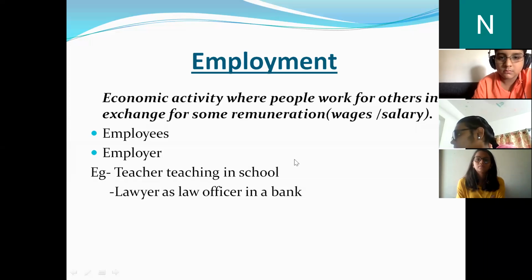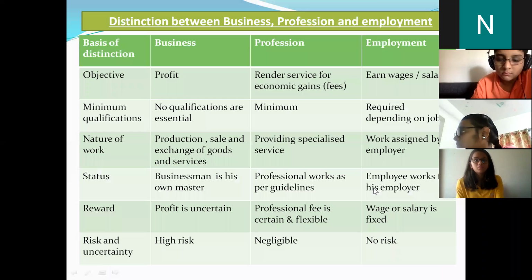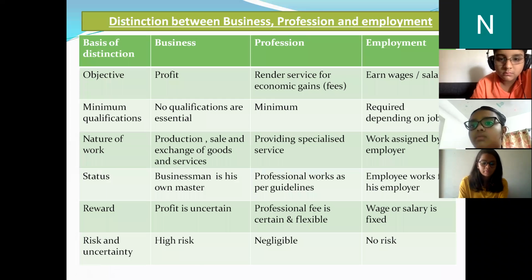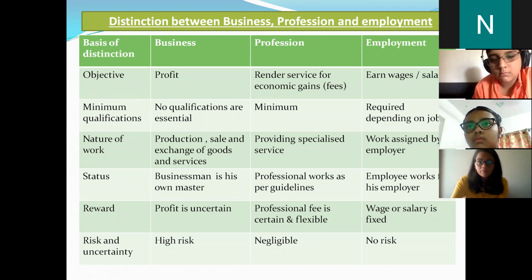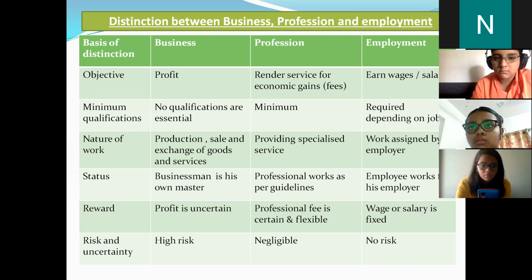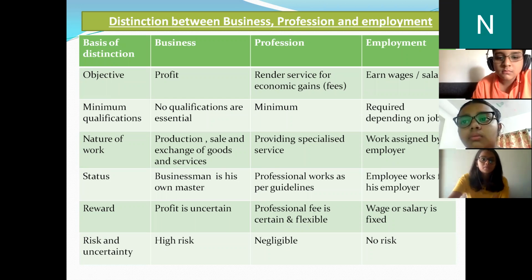All right. Now our next topic is difference between business, profession, and employment. Now just have a look. We have basis of distinction, and then we have the differences between these three. This is important. In your textbook, there are too many differences given, about 11 differences. You can learn any 6 differences. Now just have a look.